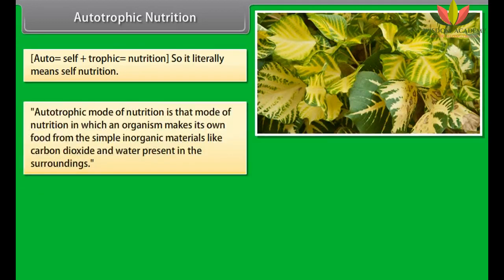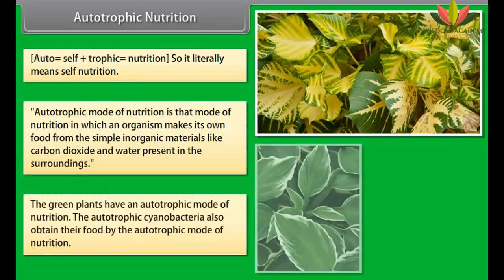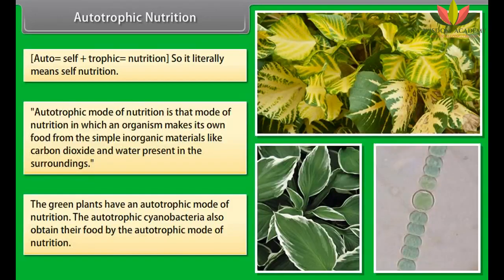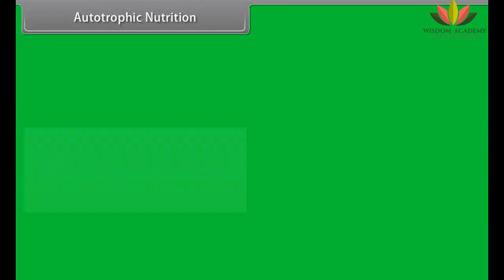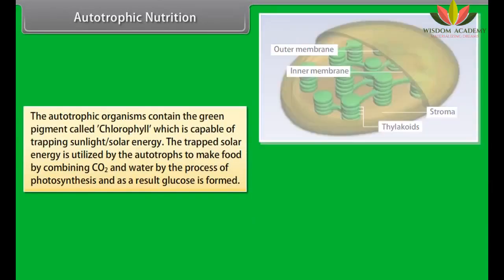Autotrophic nutrition. Auto means self, and trophic means nutrition. So it literally means self-nutrition. Autotrophic mode of nutrition is that mode of nutrition in which an organism makes its own food from simple inorganic materials like carbon dioxide and water present in the surroundings. The green plants have an autotrophic mode of nutrition. The autotrophic cyanobacteria also obtain their food by the autotrophic mode of nutrition.